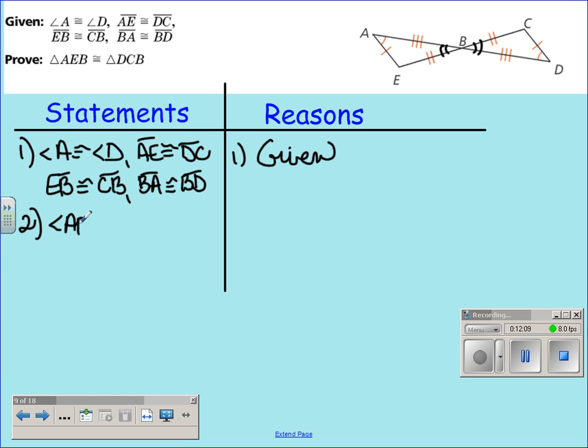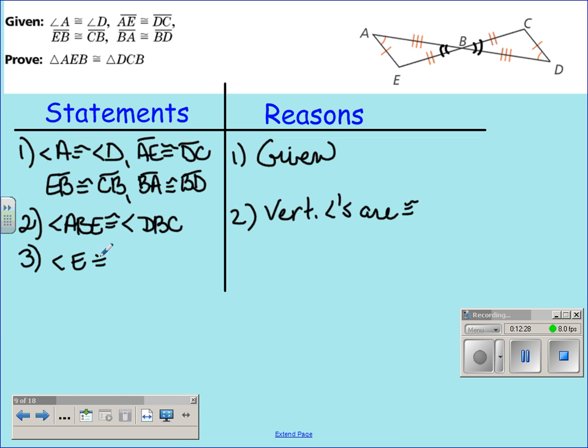So angle ABE is congruent to angle DBC. Vertical angles are congruent. And then next, we can just say, oh, well, angle E has to be congruent to angle C. And the reason I can call them just E and C is because there's only one angle there. So that would be your, again, your no choice theorem, or again called the third angles theorem.